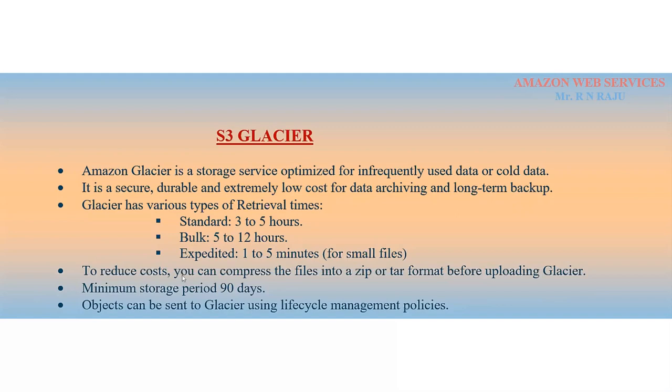But to reduce its costs, you can compress the file sizes with zip. So even Glacier accepts zip files. What is the advantage for the customer? To reduce cost. For example, I have 1 TB of data. Before uploading data into Glacier, it is better to compress. Compress means a zip file. Then 1 TB of data may become 600 GB only. Then you will upload 600 GB only, and they will charge for 600 only.